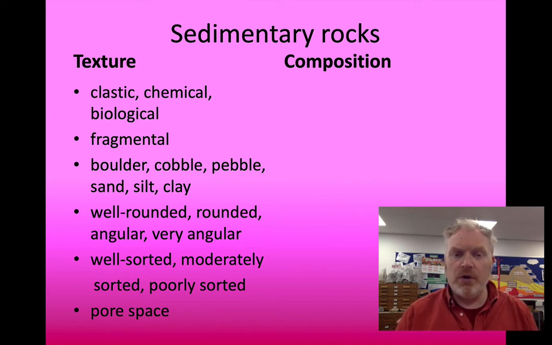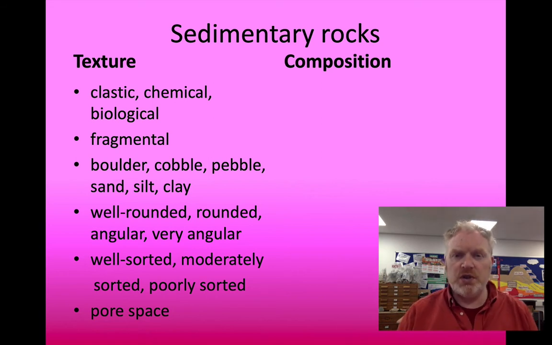Now, if you look back at theme 4, you'll see we have a thing called the Wentworth scale that defines these. A boulder is a fragment that's more than 256 millimeters across. A cobble is between 64 and 256 millimeters across. Pebble is between 4 and 64 millimeters across. Sand is between 2 millimeters and 1/16th of a millimeter. Silt is between 1/16th and 1/256th of a millimeter across. And a grain of clay is less than 1/256th of a millimeter. It's absolutely tiny.